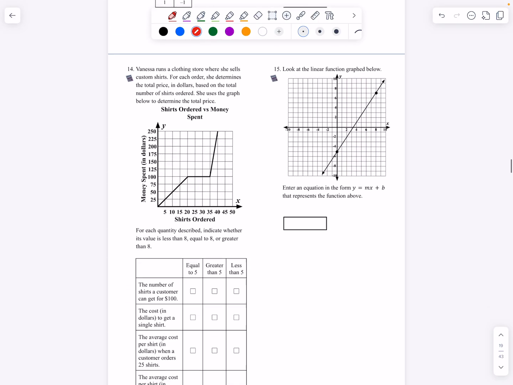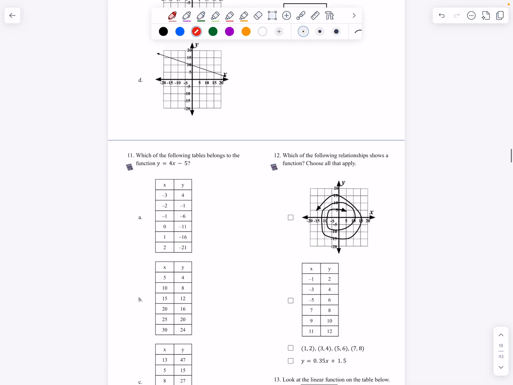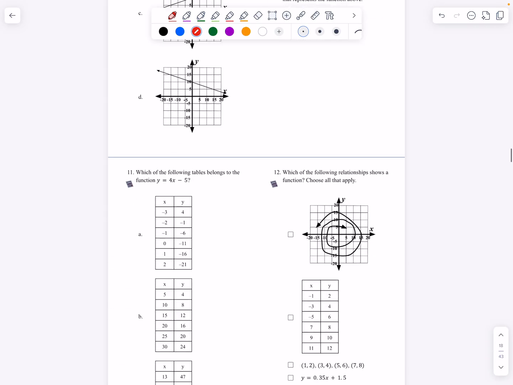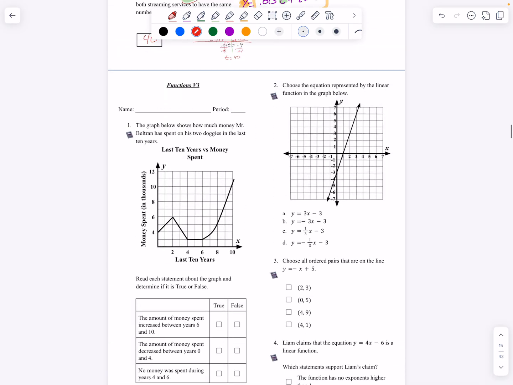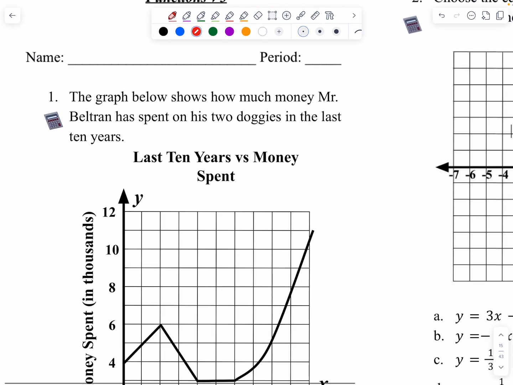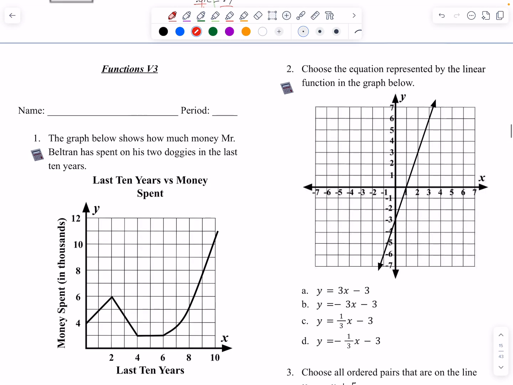And all the way to number 15. So a couple graphs, some tables. Okay, I can already tell which one of these is a function. So input and outputs. All right, not that horrible. And we get to use our calculator for the whole quiz. So when we need it, we'll use it.